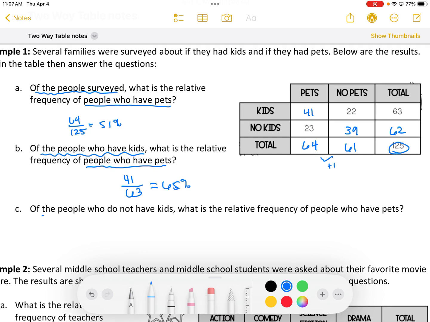And then of the people who do not have kids, what's the relative frequency of people who have pets? So how many people don't have kids is 62. Out of the 62, how many actually have a pet? That would be 23. So then we change that into a percentage, and we're getting about 37%. So a possible conclusion that we could draw here would be that people who have kids are more likely to have pets. Again, it's not a guarantee, but it's just something that appears to be more likely.